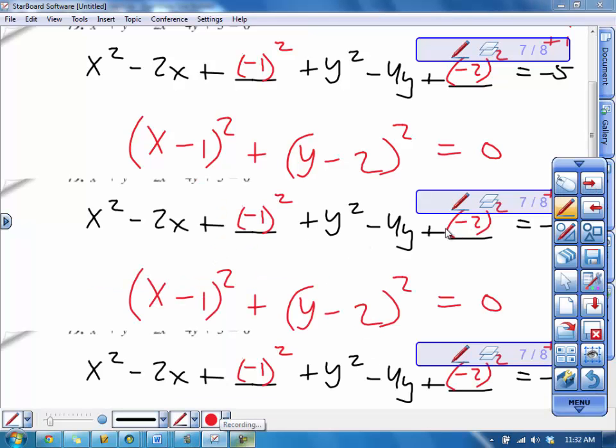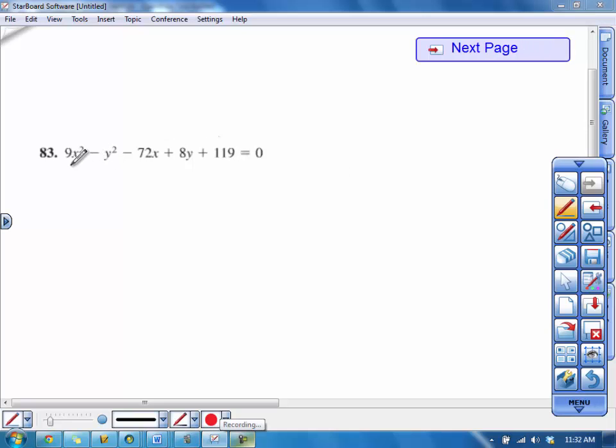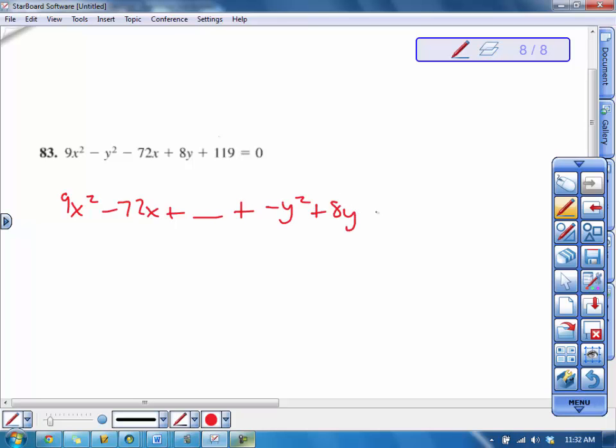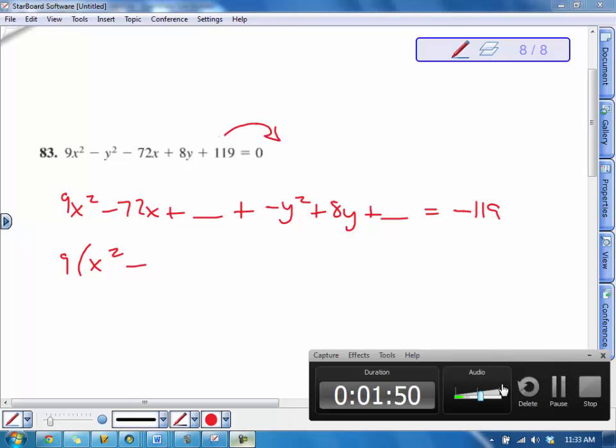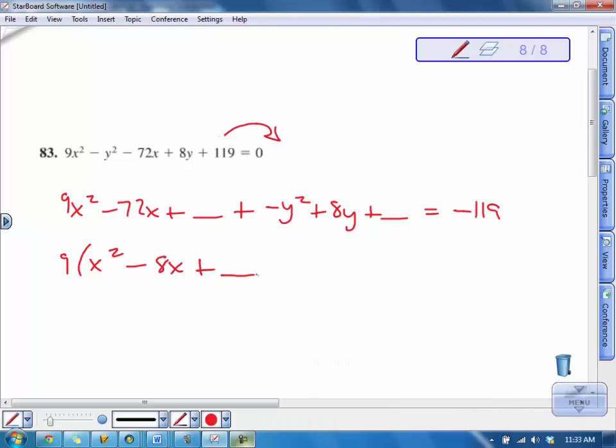Let's try one more. Let's try this one. So we're going to complete the square on the x's, so we have 9x squared minus 72x plus something else, and then we have the y, so we have minus y squared plus 8y plus something else equals negative 119 if we move the 119 over the other side. So I've rearranged this. Okay, now I'm going to factor out a 9 from this, in which case I have x squared minus 8x plus something. And then I'm going to factor out a negative 1 from here, in which case I have y squared minus 8y plus something else equals negative 119.